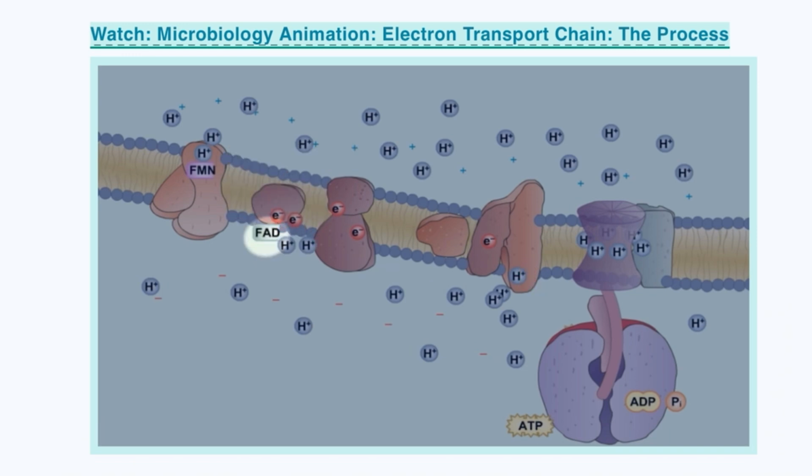Electrons carried by FADH2 enter the electron transport chain at coenzyme Q rather than FMN. Because these electrons enter at a lower energy level, this will result in a lower yield of ATP per FADH2 than that produced with NADH.